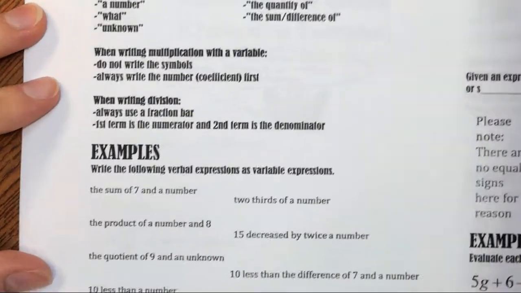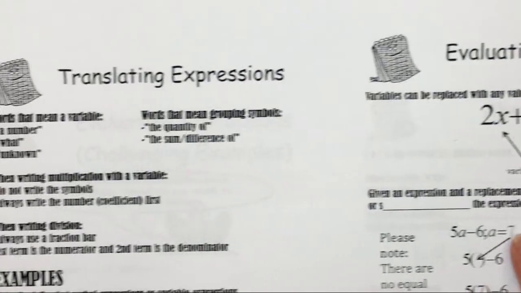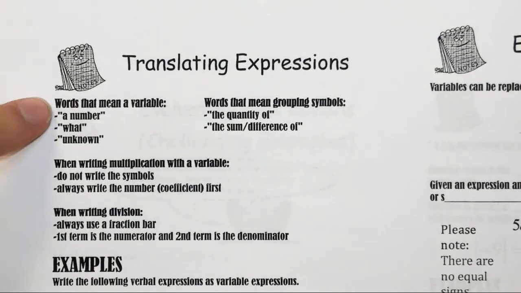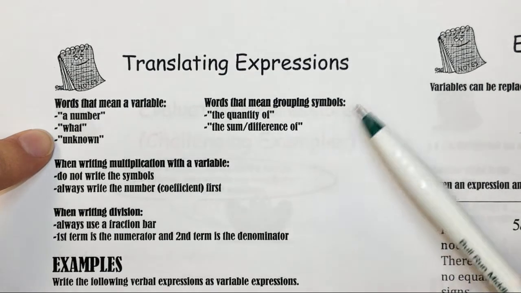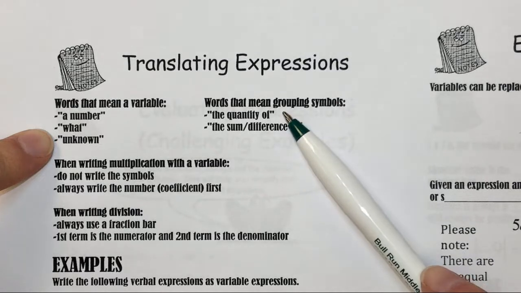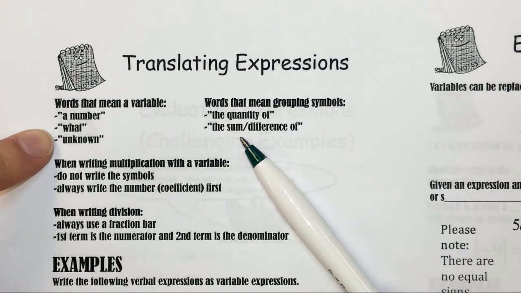These are going to get a little bit more complicated. All right. Words that mean a variable. You might see a number, what, or unknown. You might also see the letter itself written out. Words meaning grouping symbols: the quantity of, or the sum of, or the difference of.